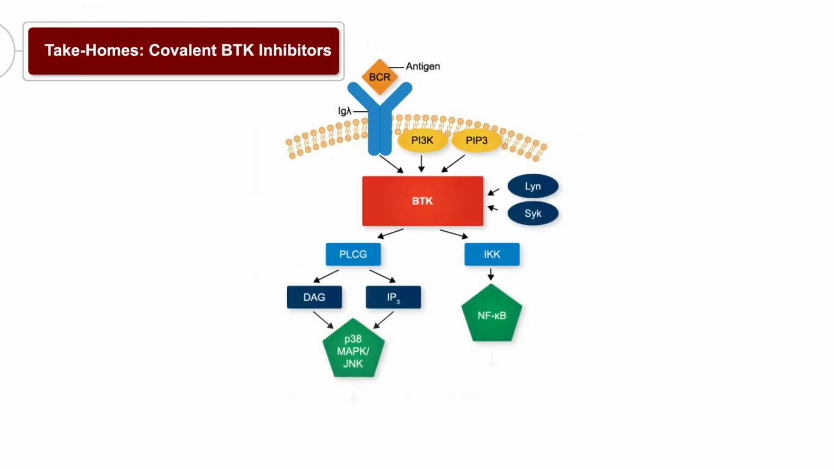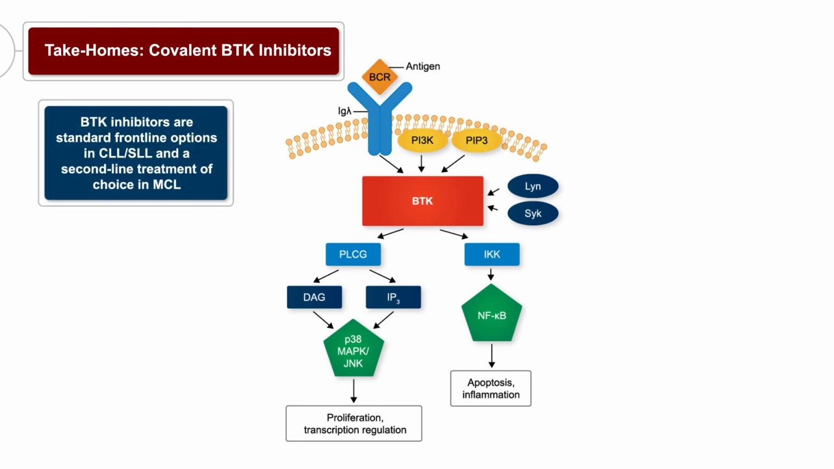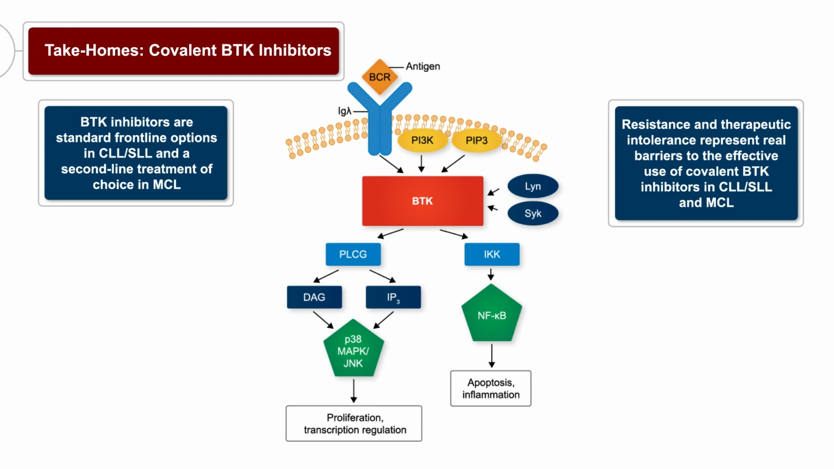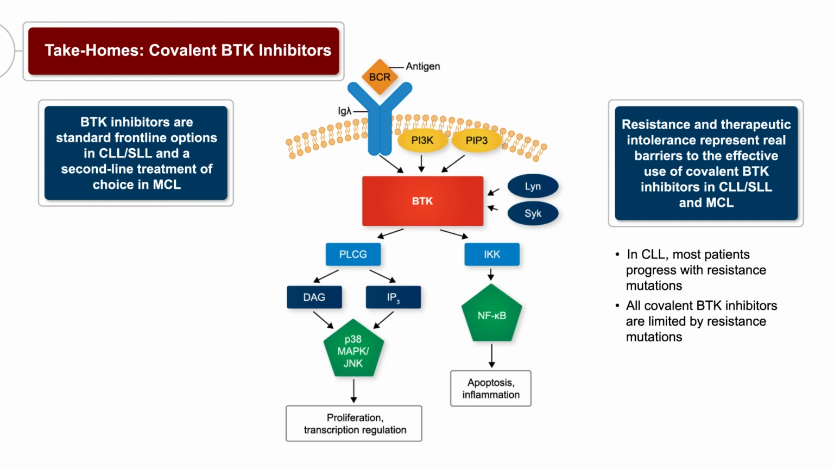So what are our take-home messages for the current use of BTK inhibitors and the emergence of these new novel non-covalent agents? Well, currently, BTK inhibitors are standard frontline options in CLL, SLL, and clearly a second-line treatment of choice in mantle cell lymphoma. We know now that resistance and therapeutic intolerance are real challenges to the effective use of the covalent BTK inhibitors in both CLL and mantle cell. For those patients with CLL, many patients who do progress have well-defined mutations at the BTK binding site or downstream, and that explains the mechanism of resistance to that therapy.